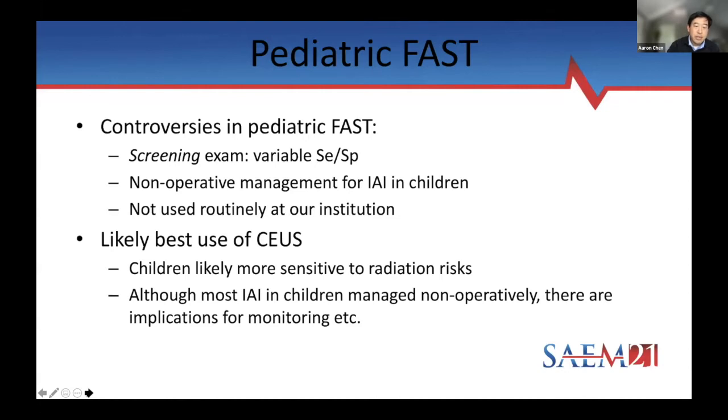One of the other issues is that in kids, as opposed to adults, most of these kids, even with significant intra-abdominal injuries, are managed non-operatively. And this is, I think, a change that's happened over the last 10 to 20 years. For all these reasons, we actually don't use FAST very routinely at our institution. I can think of maybe a handful of times where I've actually used it clinically. This leads to why we consider using contrast-enhanced ultrasound.